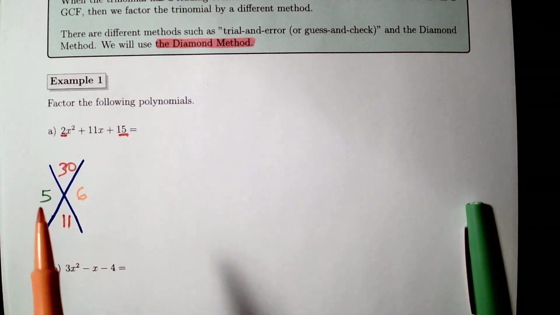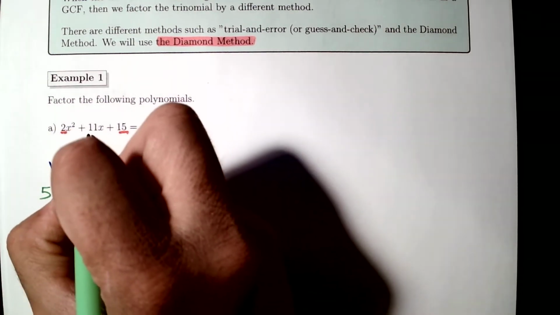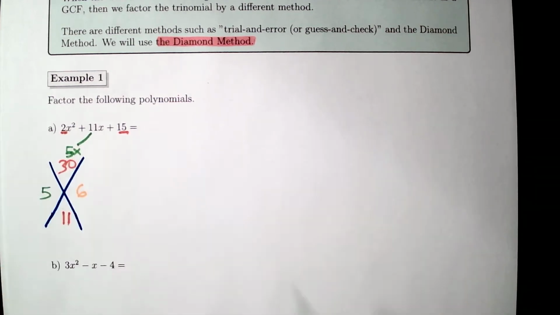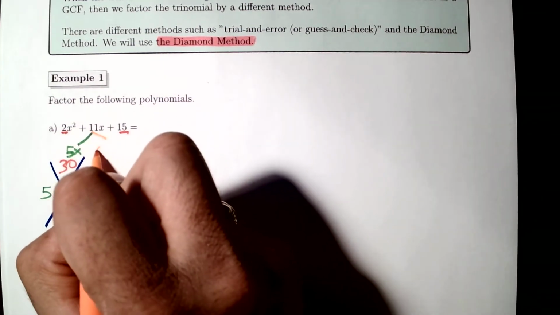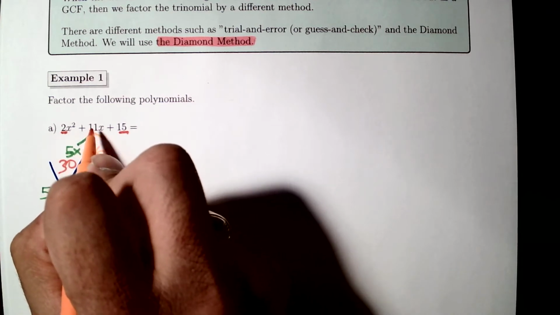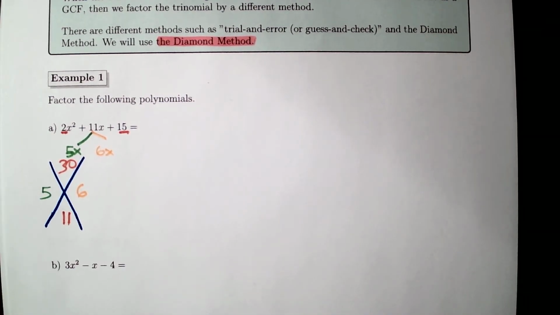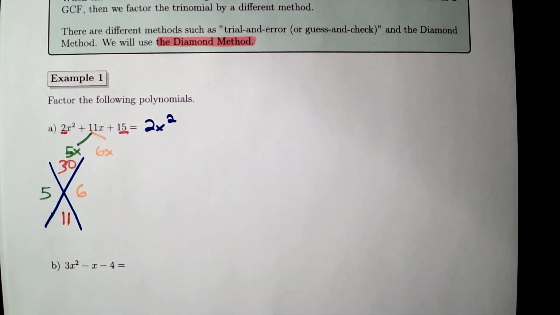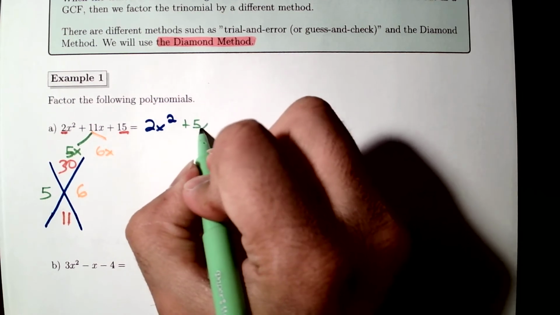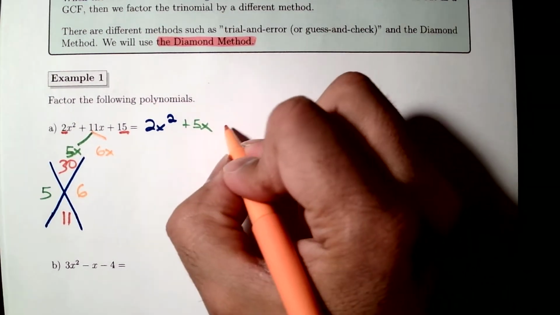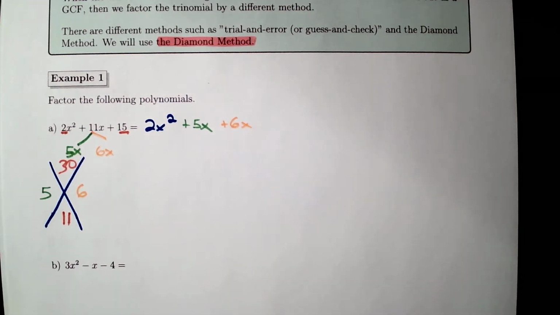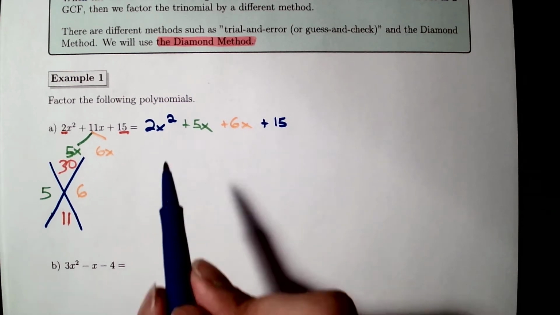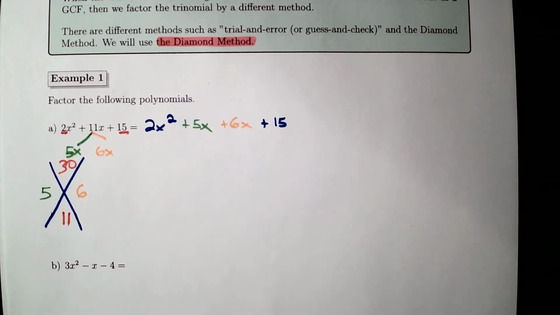In this case, we're not going to do double bubble with this number. We are going to break up the middle term into 5x and 6x, so 5x plus 6x equals 11. So I'm going to rewrite this entire polynomial as x squared plus 5x plus 6x plus 15. And then notice that we have 1, 2, 3, 4 terms.